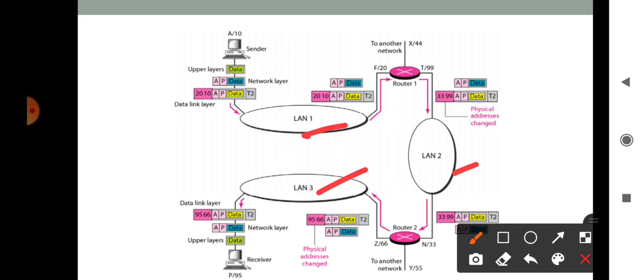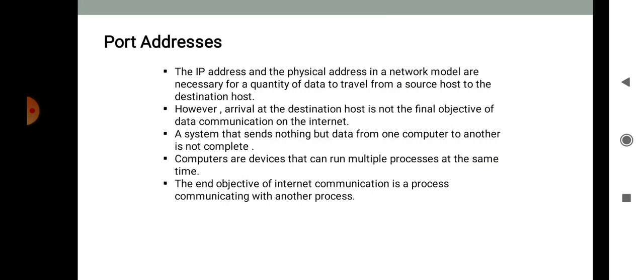Although it may be obvious that a router must have a separate physical address for each connection, it may not be obvious why it needs a logical address for each connection. And third is port addresses. The IP address and physical address in a network model are necessary for a quantity of data to travel from a source host to the destination host.